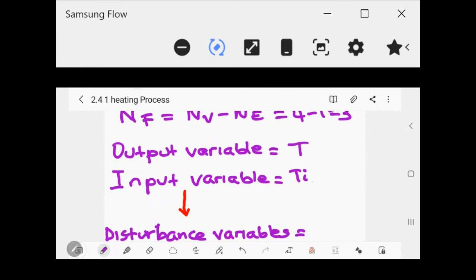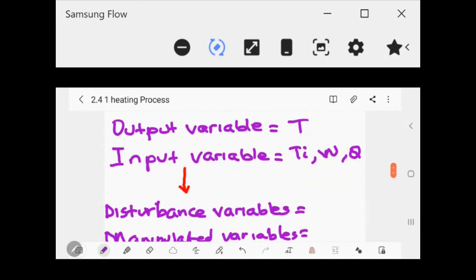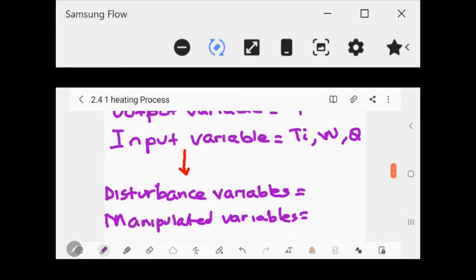Very good. Inlet temperature, flow, and the rate of heat transfer to the system, Q. Now, for control purposes, we need to classify the input variables as disturbance variables and manipulated variables. What are the disturbance variables that we have? Yes, inlet temperature and flow. And then manipulated variables. Yes, the rate of heat transfer to the system.